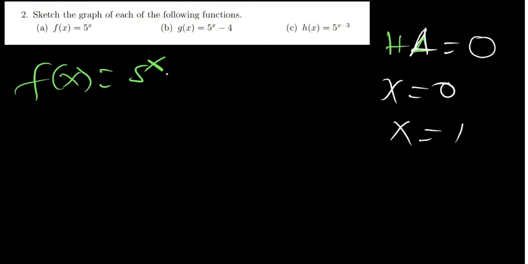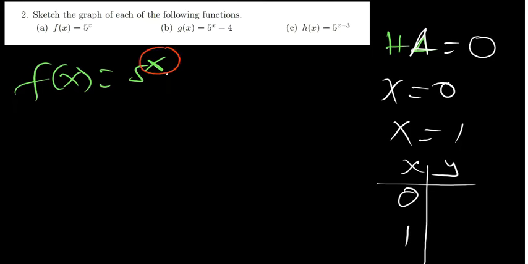After doing that, we have to put the coordinates here. So I have x, y. Now I'm saying x has to be equal to 0 and also x has to be equal to 1. If x is 0, if I put 0 here, my f of x, my y value, is going to be 1, because any number to the power 0 is 1. If I put 1, I'm going to get 5.